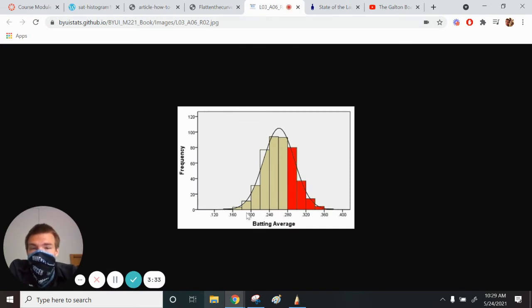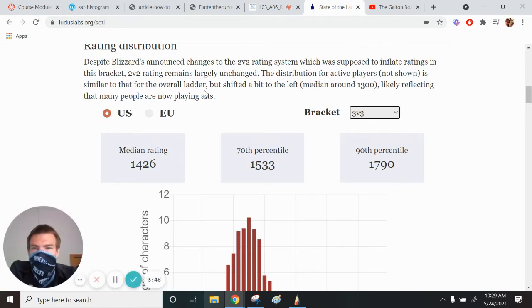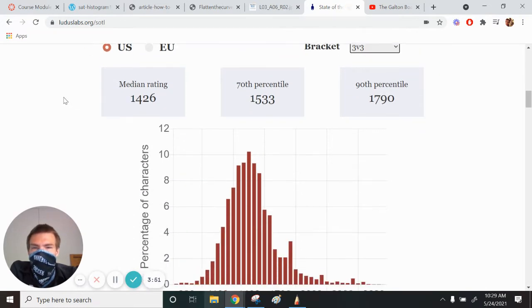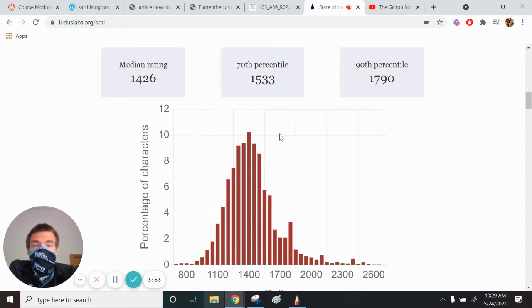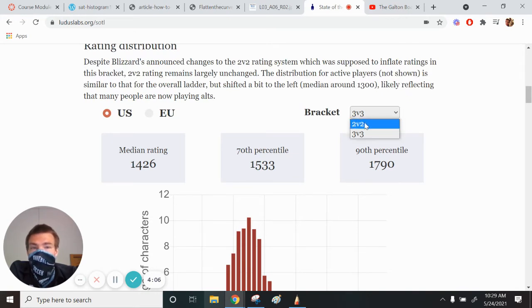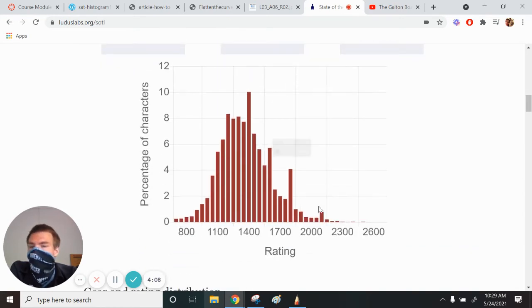Here is the batting average of baseball players. Obviously, .300 is a good batting average over here, but not many people can do it. Most average is like .250, .240, and so most people have .240, normal curve. This is from a video game. This is like a rating system that goes from 800 to 2600. And this is just how many people are rated. And guess what? Most of them average about 1400. So normal curve right there. That's in the 3v3 bracket. There's a 2v2 bracket. Same thing, right?